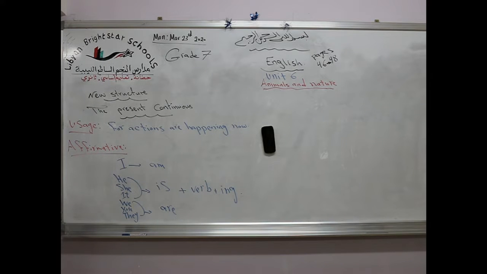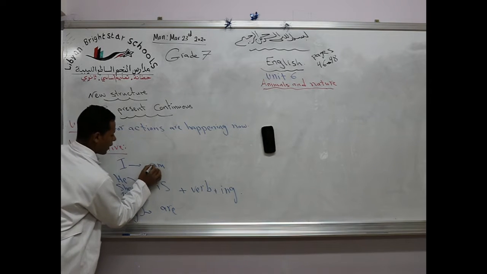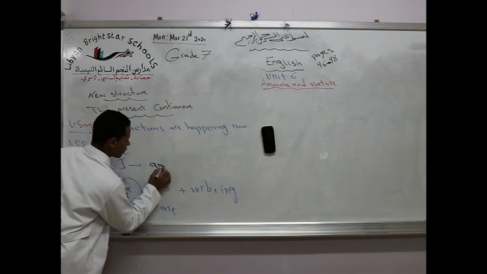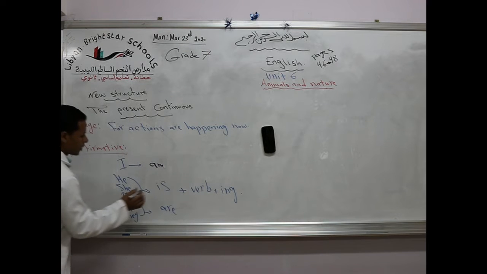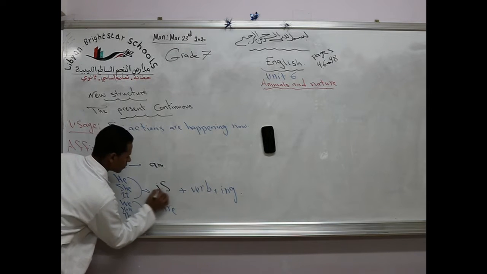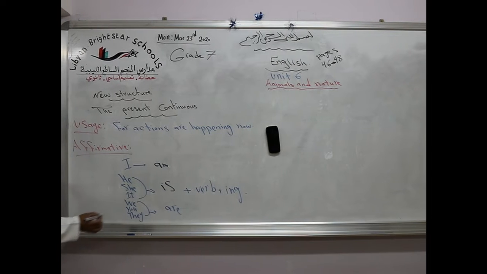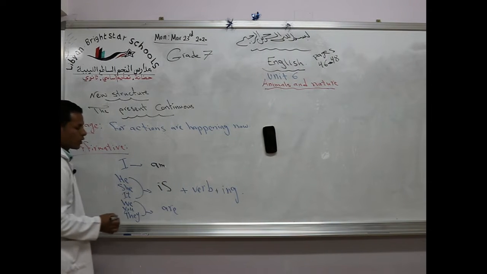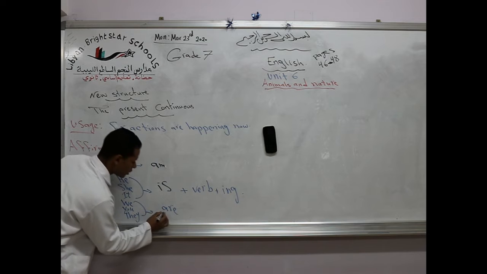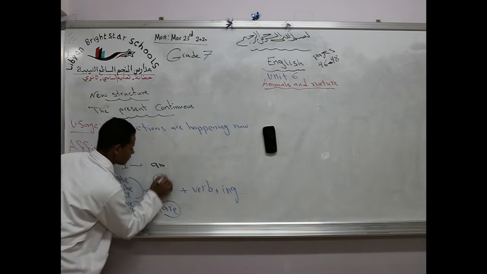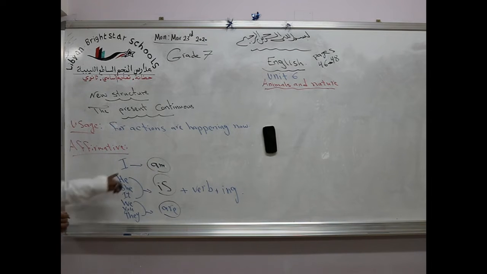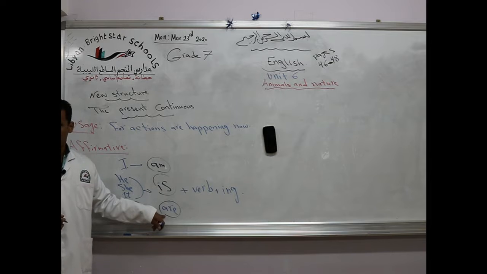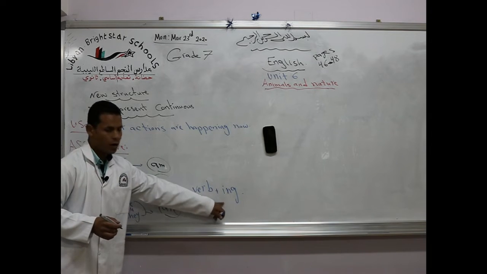So, we use am with I, is with the singular noun or singular pronoun, are with plural. I am, he, she, it, is, we, you, they, plural, are, plus verb ing.